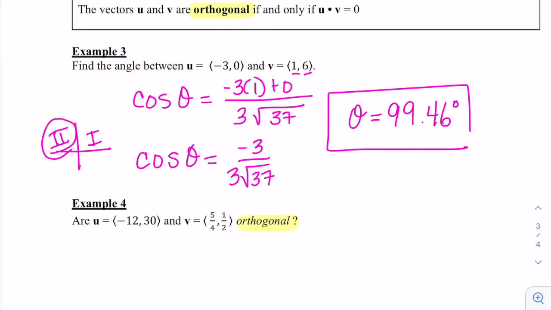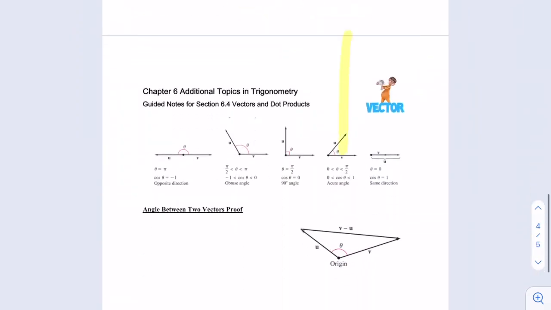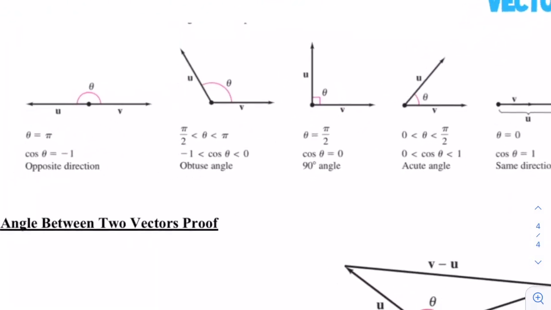Okay, so the last question here is asking if these two vectors are orthogonal. If we're looking at whether vectors are orthogonal, which we can also say perpendicular, we want to see if the dot product is equal to 0. Now we're thinking, why is that dot product equal to 0? Well, remember when the dot product equals 0 and we're looking at the cosine, then that's going to make a 90-degree angle, because that's where the cosine equals 0.